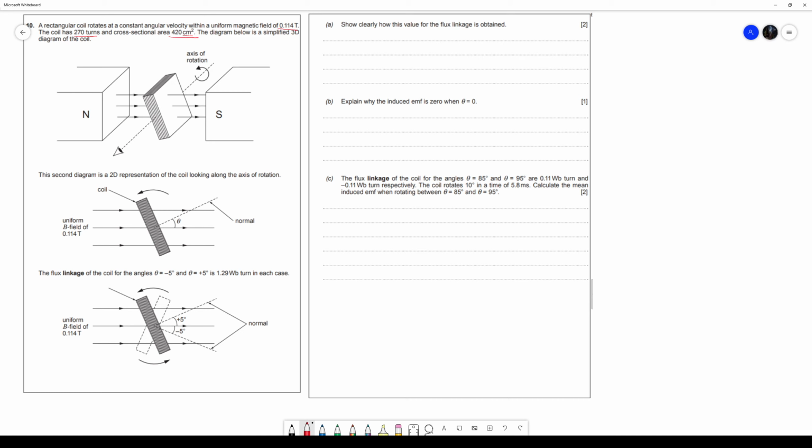Okay, so let's have a look at the questions. In this topic, as with quite a few areas of physics, the level of complexity of the topic isn't matched by the level of demand from the questions. So, show clearly how the value of flux linkage is obtained. So flux linkage is n phi. It's the number of turns times the amount of flux passing through an area.